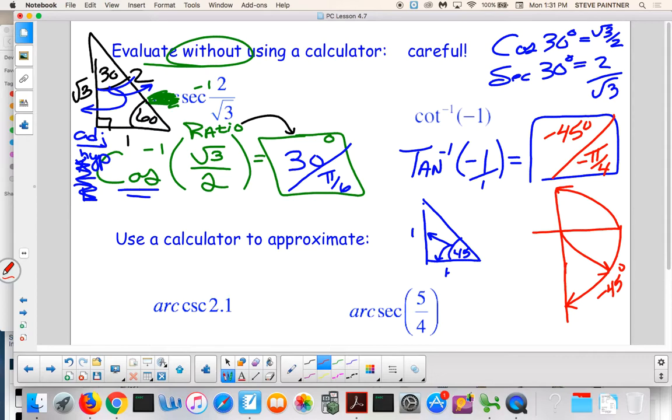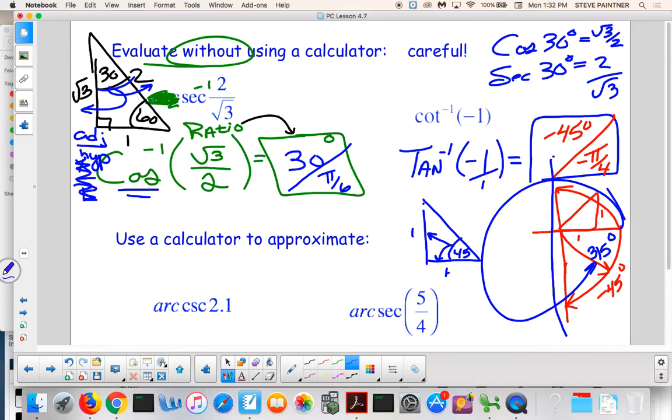If you said pi over 4, you're telling me this angle right here creates a -1. It does not, right? This is 1, this is 1. 45 creates what? 1 over 1. And I have -1 over 1. So you have to tell me down in this quadrant, can you tell me the answer is 315 degrees? No. You went past the restriction. You went into the forbidden zone. You can't be over here. Okay? Good? All right, try these.